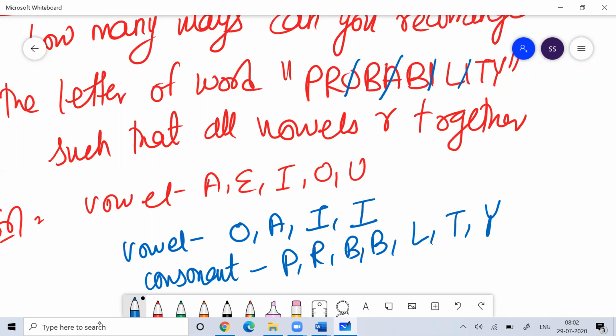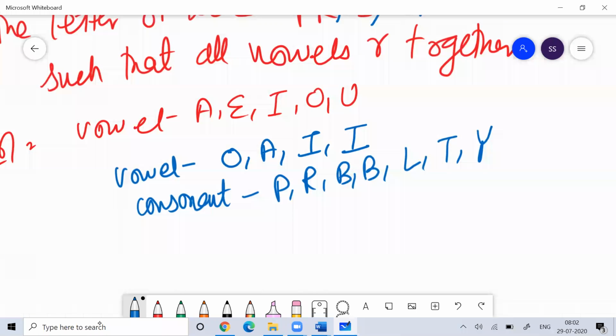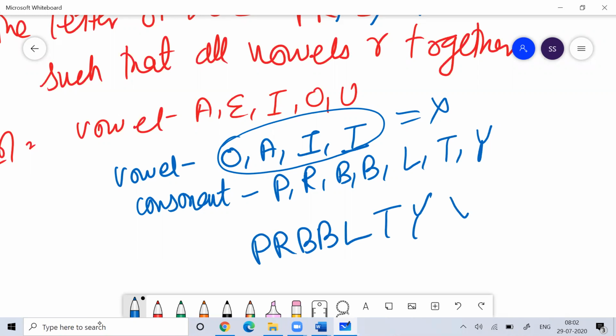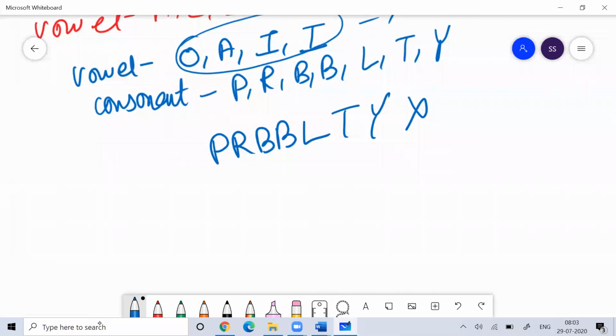So now you want all vowels together, so make them a letter X. Now this word will become P R B B L T Y X. In how many ways can you arrange them? 1, 2, 3, 4, 5, 6, 7, 8. So 8 factorial divided by 2 factorial.